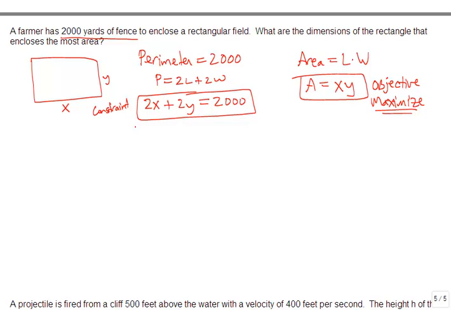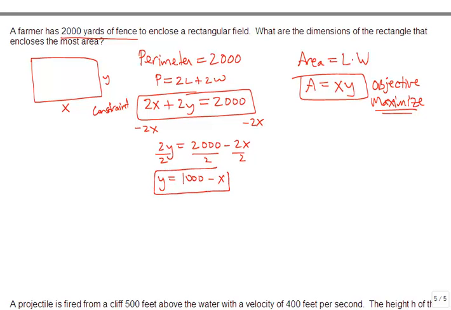So I'm going to subtract 2x from both sides. And then to finish solving this for y, I'm going to divide every term by 2. So we get y equals 1,000 minus x. Now put a box around that because we will come back to that later. Now that we know the restriction between y and x, this is the relationship that has to exist between these two variables, let's substitute that formula in over here for y.